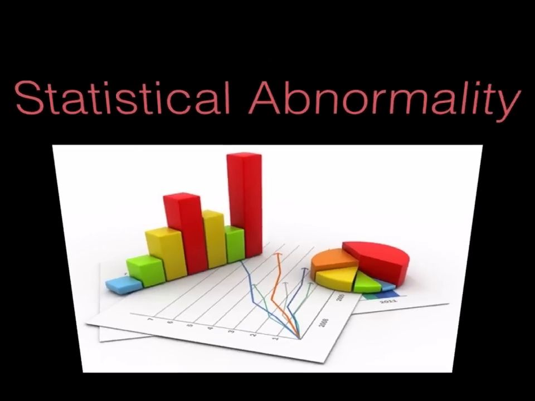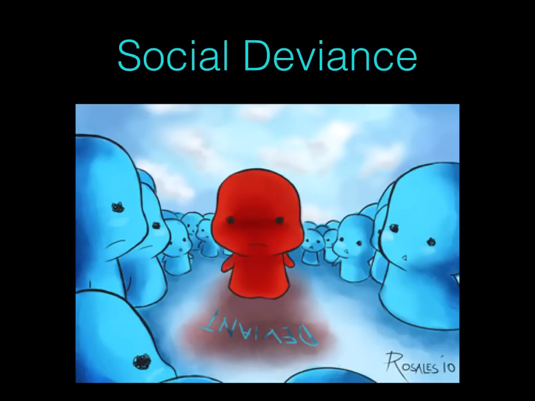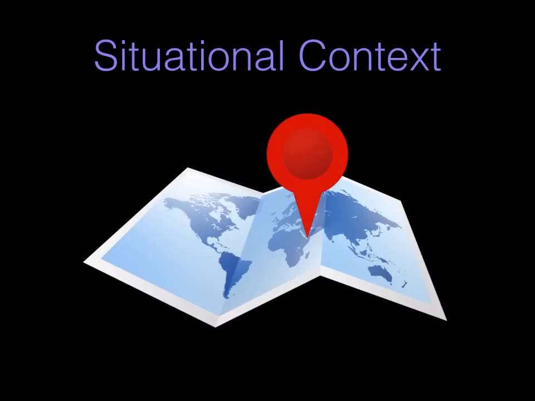We might also thirdly look at social deviance. Social deviance is disobeying society's standards for what is considered normal conduct. This usually leads to destructive or even self-destructive behavior. We would also look at situational context, the social situation or the behavioral setting or the general circumstances in which an action takes place.